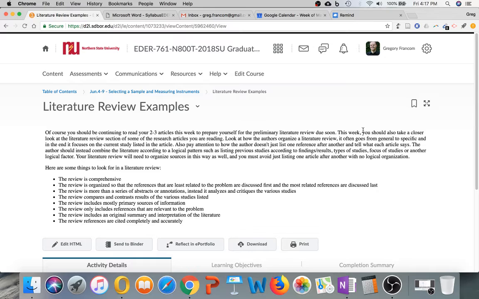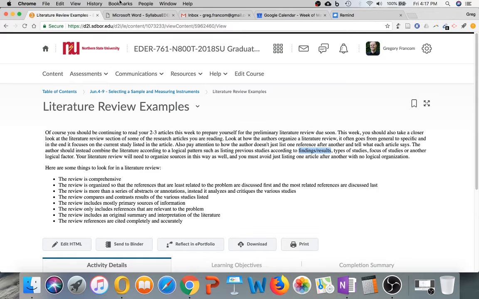The author should instead combine the literature according to a logical pattern, such as previous studies, looking at those according to findings or results. That's the most common one, probably. Types of studies is another one, or focusing of studies, or another logical factor. So instead, and you'll see in literature reviews, you don't just list Smith did a study of this and found this. Johnson did a study of this and found this.